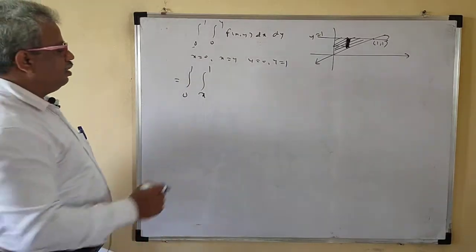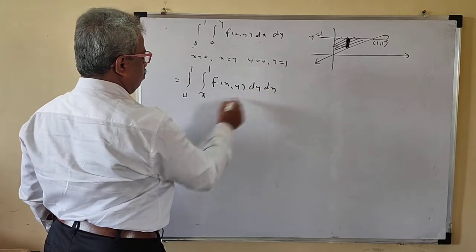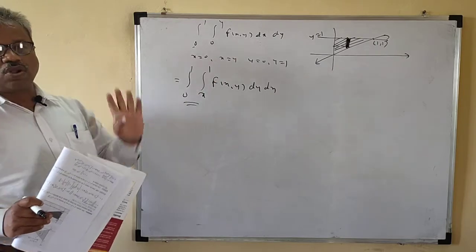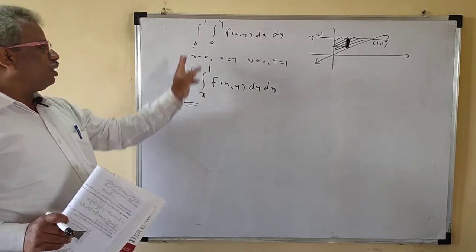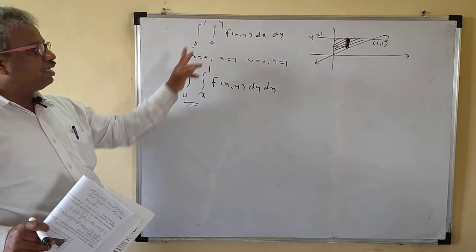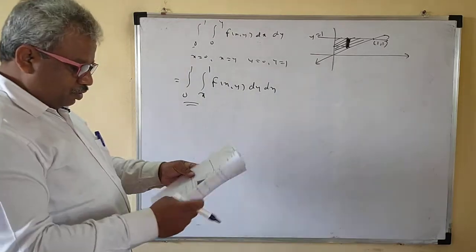So we choose dy dx now. This will be your order change; we only have to draw this figure partly, or you can remember this. It is 0 to 1, 0 to 1. If 0 to y is there, then x to 1. If x to 1 is there, then 0 to y will be there. Remember that.